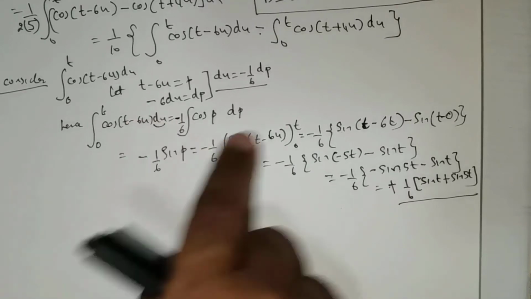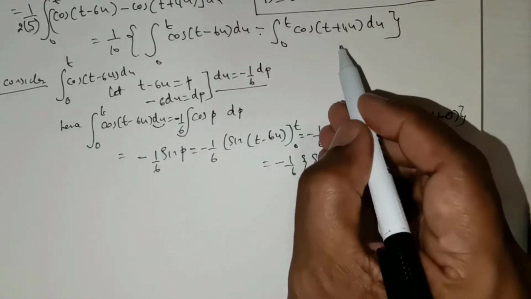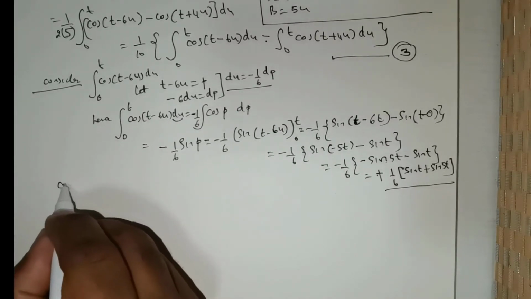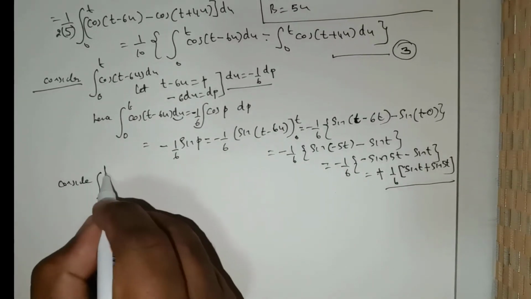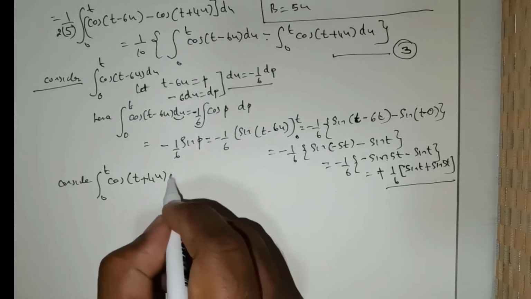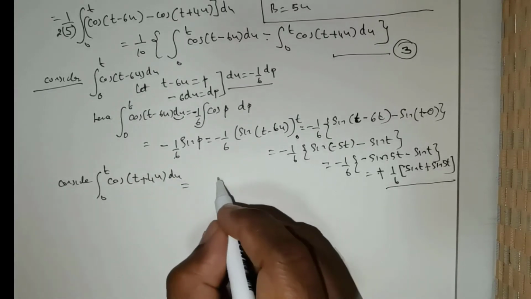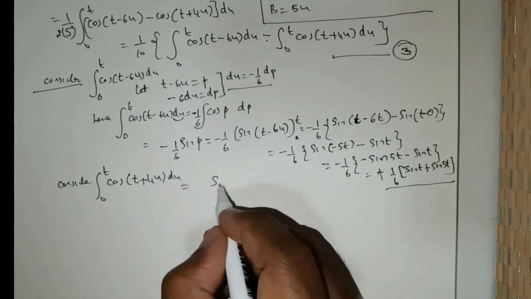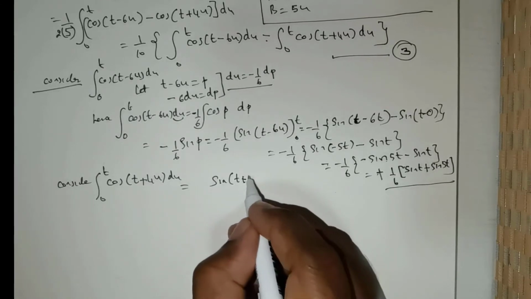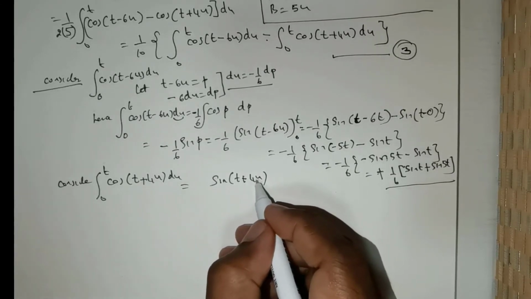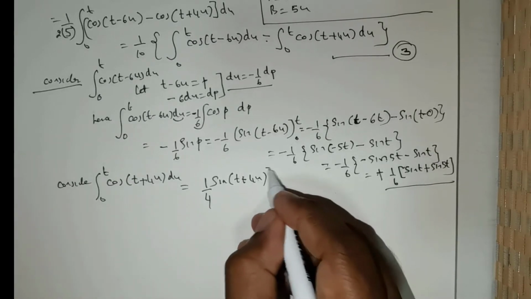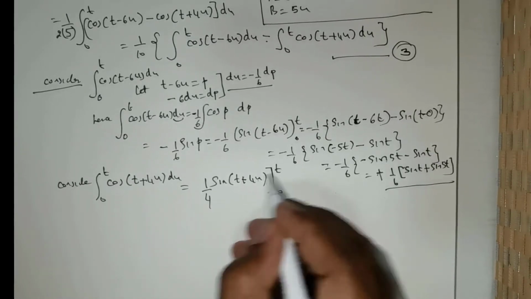So this is one component, and you have to have the other component. Probably I can take this as I3. So now we consider the integral from 0 to t of cos of (t + 4u) du. Now you can directly integrate this, because there isn't any negative sign to be worried about. So this is going to be sine of (t + 4u). The coefficient of u is 4, so it's going to be 1 over 4 here. The limits are 0 to t.